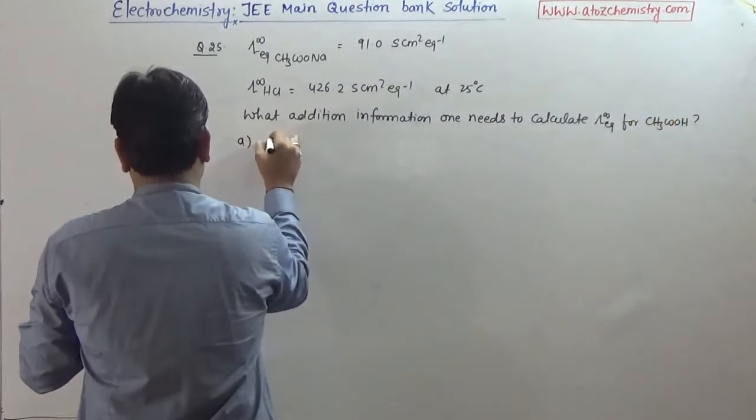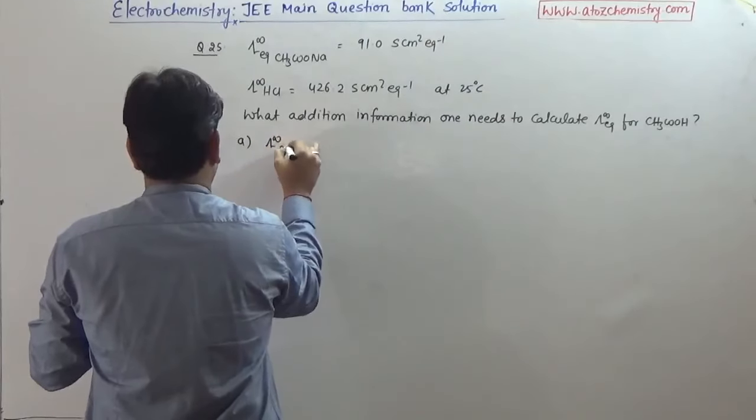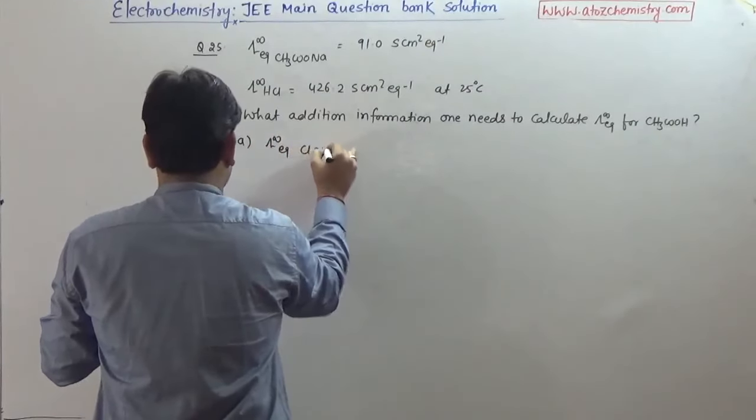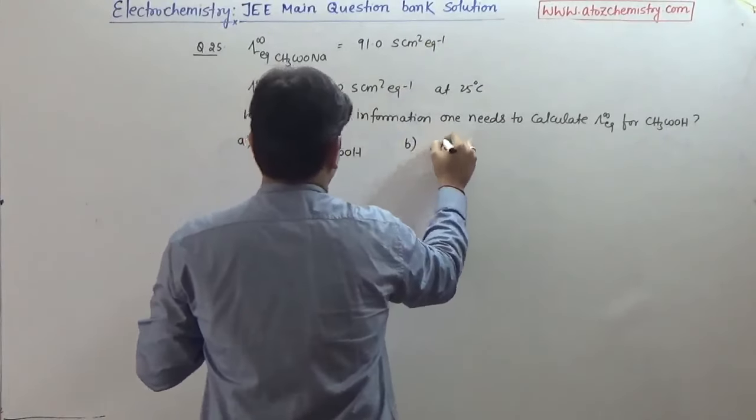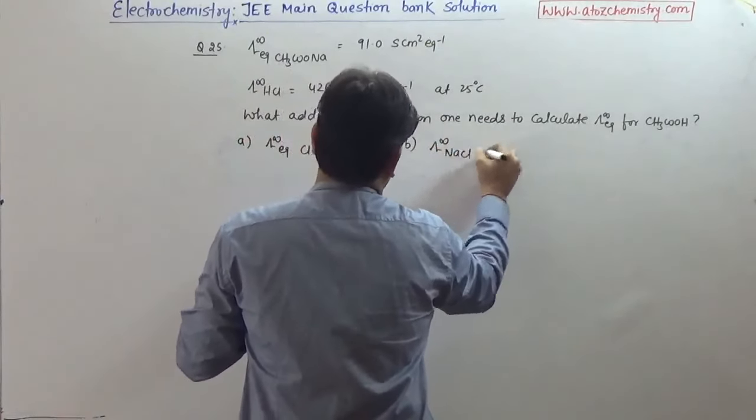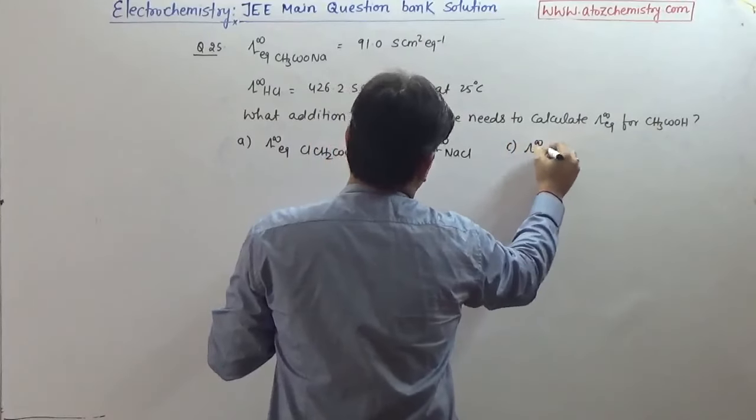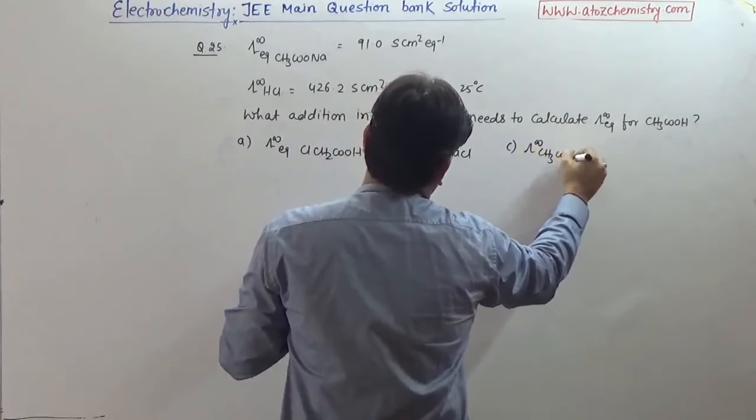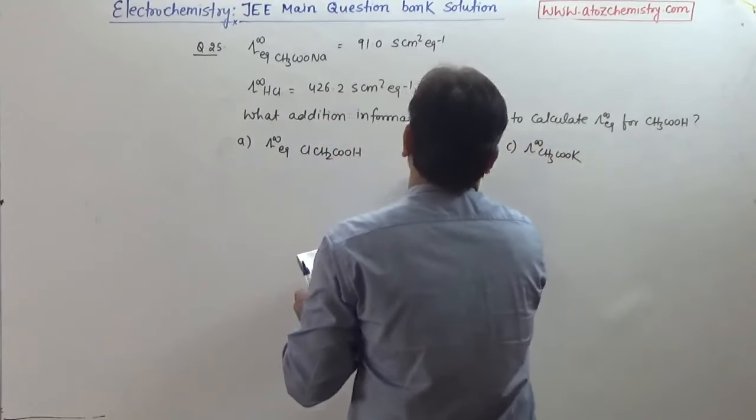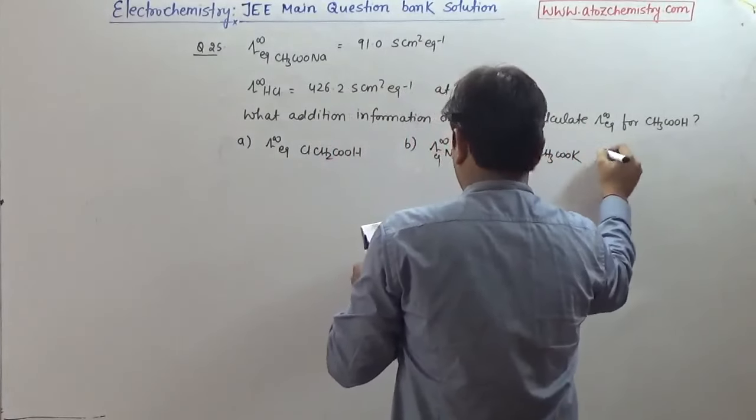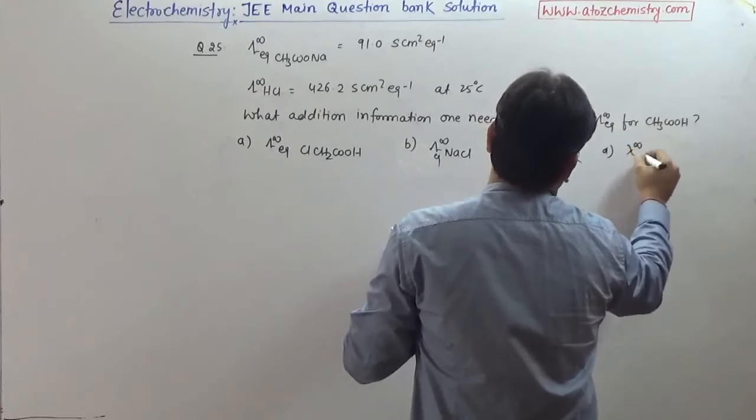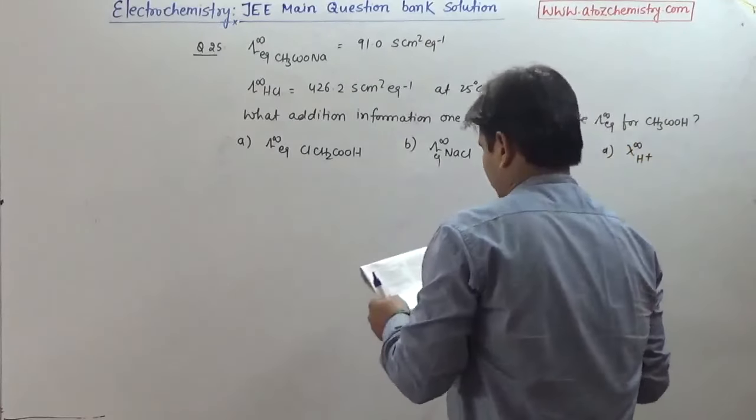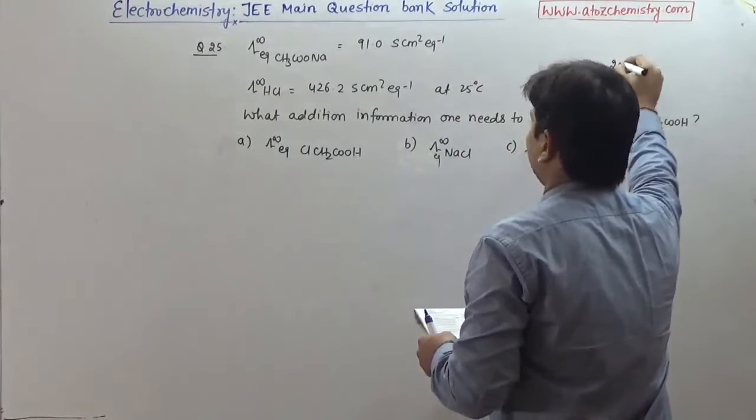A option is lambda infinity of equivalent of ClCH2COOH. B option is lambda infinity of NaCl. C option is lambda infinity of CH3COOK. This is equivalent conductance, all is equivalent conductance. And D option is lambda infinity H plus. This was the question asked by JEE Main in 2007.